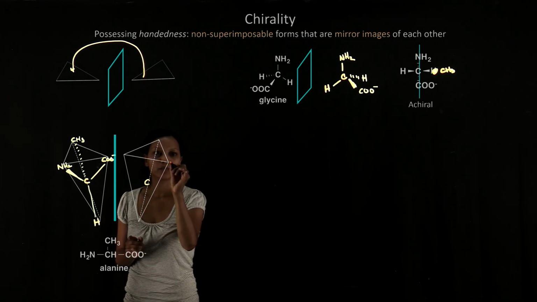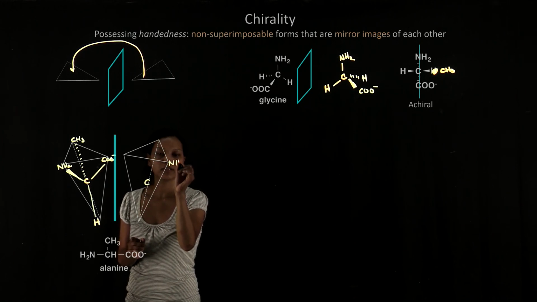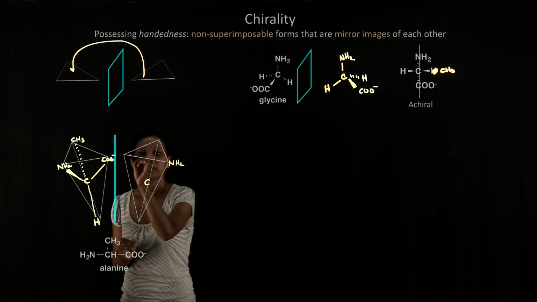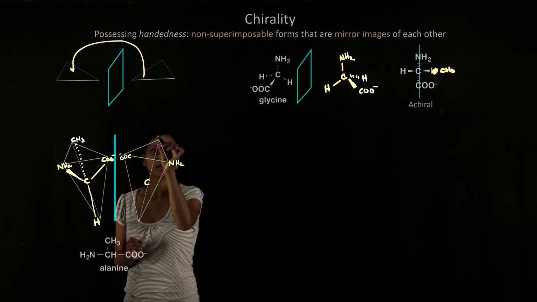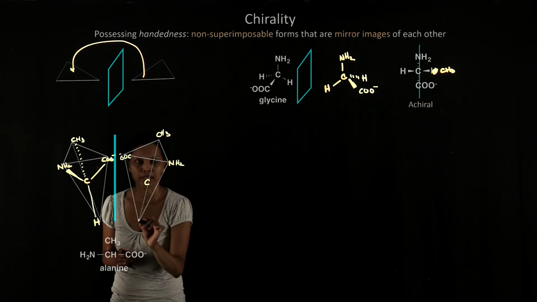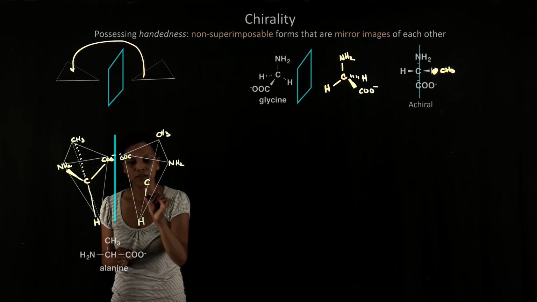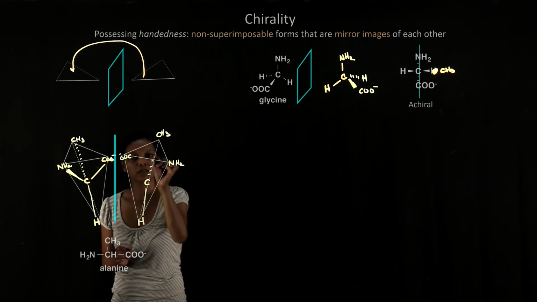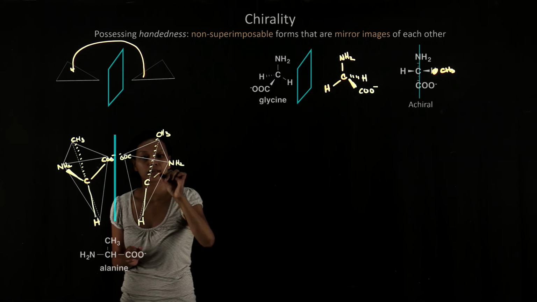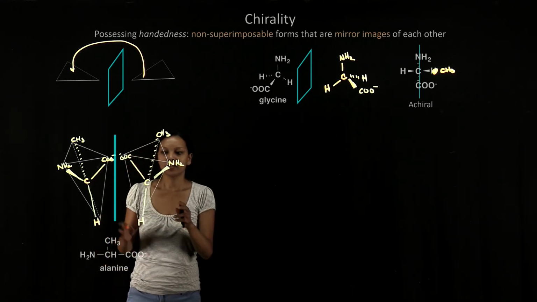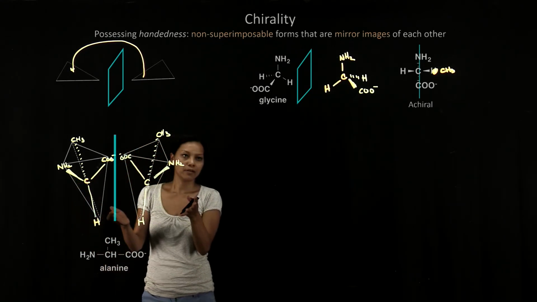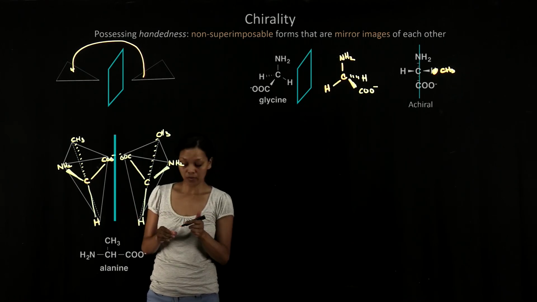And so we reflect by putting the amine group over here on this side, carboxylate mirroring each other over here, and the methyl group over here, and the hydrogen down below at this vertex. So I'll draw the lines similarly to the structure on the left. And so there you have, once again, mirror images that are non-superimposable.